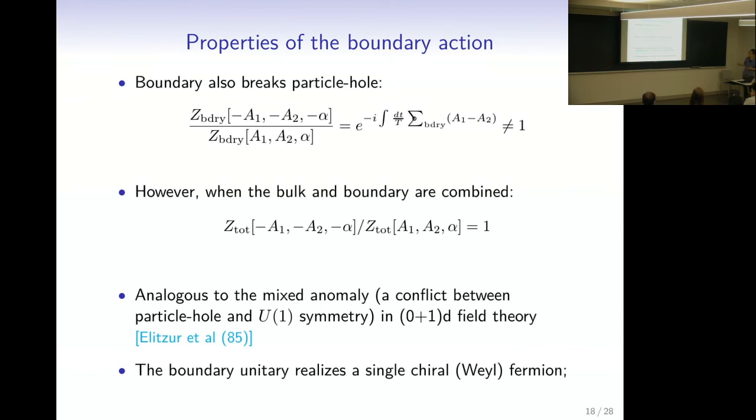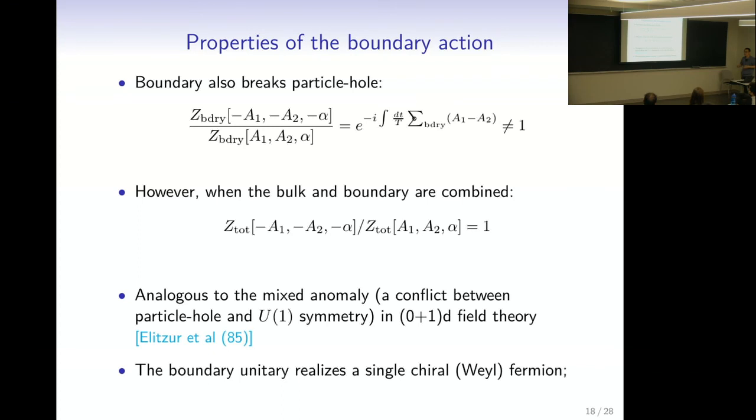So once again, particle symmetry is broken. But as expected, if you combine bulk and boundary, this ratio is 1. So once you combine bulk and boundary systems, we restore particle symmetry. In the static topological systems, this has been known, and this actually goes back to, for example, this paper by Eritza, which discusses the global symmetry in quantum mechanical systems, or 0+1 dimensional quantum field theory.